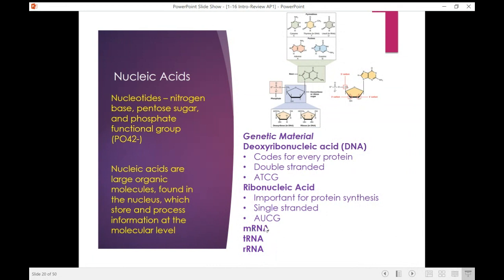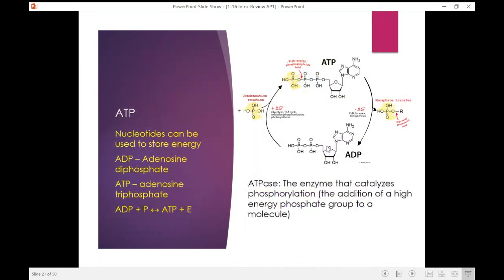ATP, for instance, is a nucleic acid. And we have different types of RNA. We have messenger RNA, transfer RNA, and ribosomal RNA. And as far as DNA goes, remember we have different bases on there. We have adenine, thymine, cytosine, and guanine. And then for our RNA, we have adenine, uracil, cytosine, and guanine.